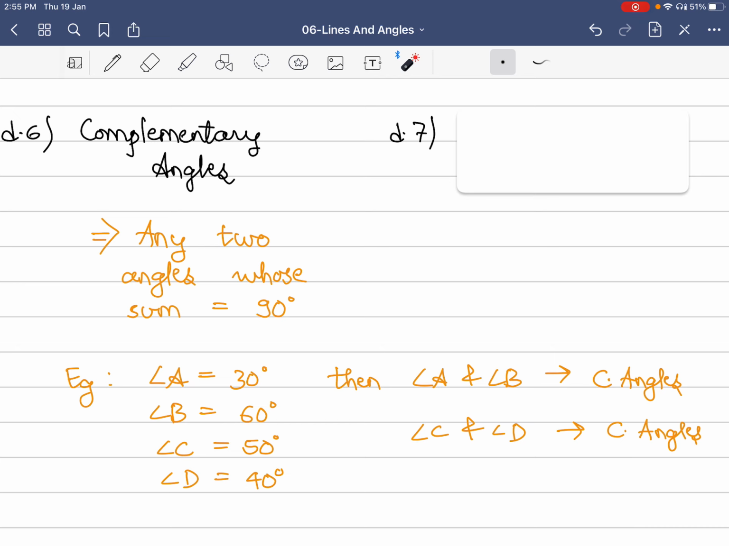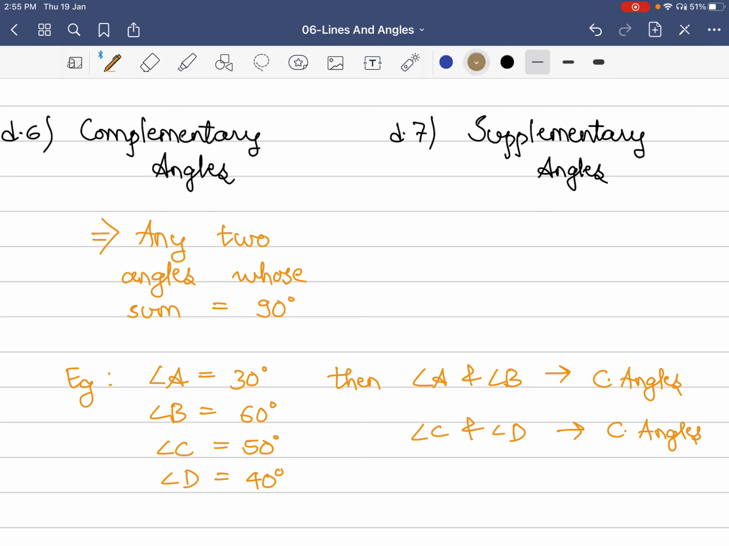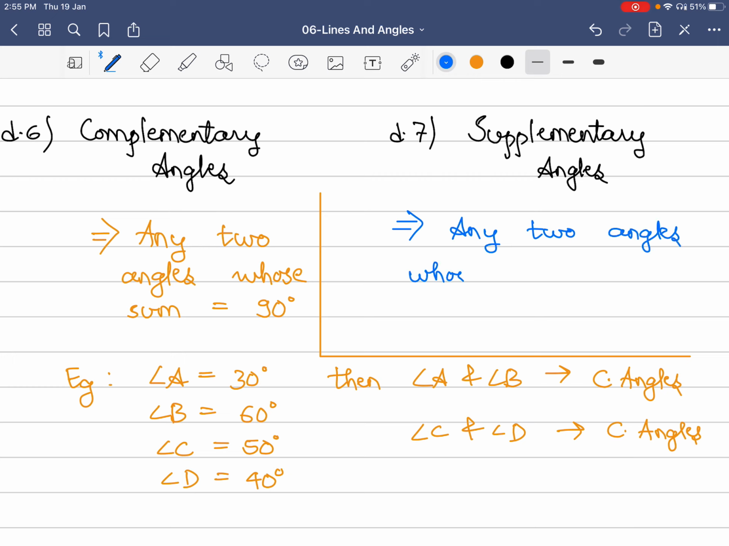Now similar to complementary angle, we have supplementary angles. So what are supplementary angles? Let me draw a demarcation here. Yes. So what are supplementary angles? These are any two angles whose sum is equal to 180 degree.